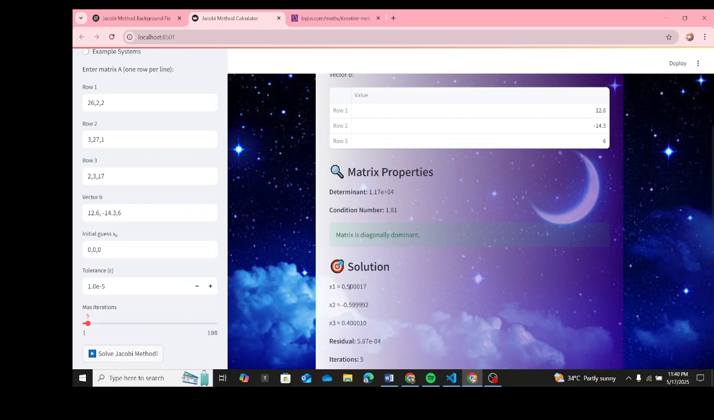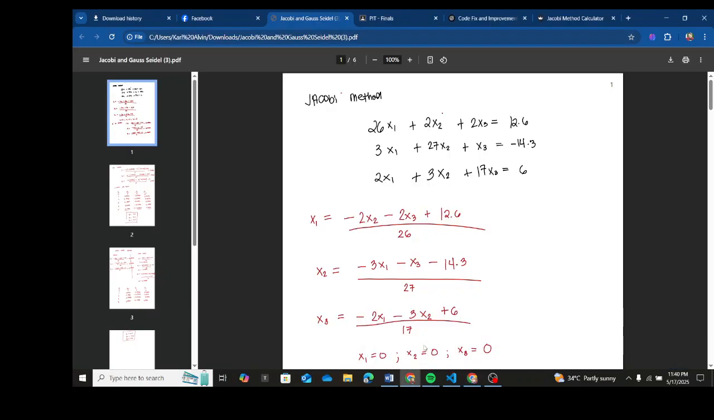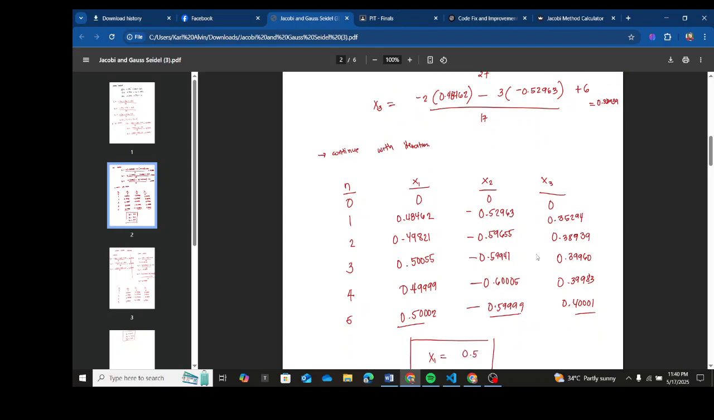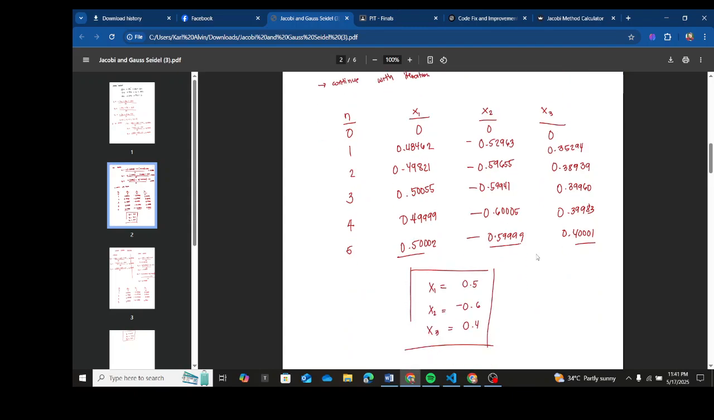And we came up with our answers. X sub 1 has 0.50017, X sub 2 with negative 0.5999, and X sub 3 with 0.44. So let's see if we have the same answer from our manual solution. I guess we have a near solution, same as our manual.